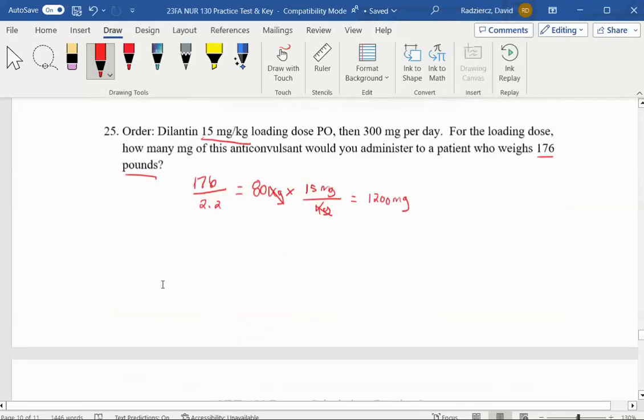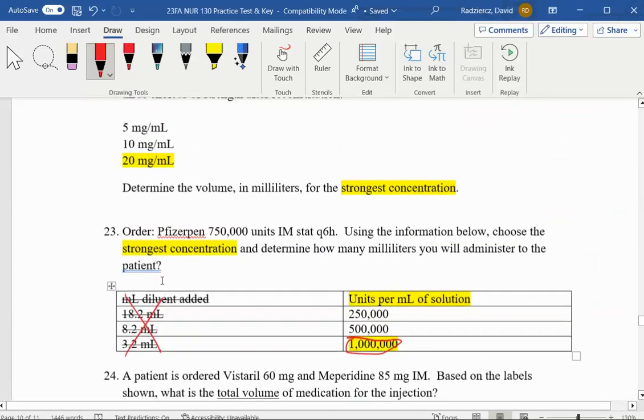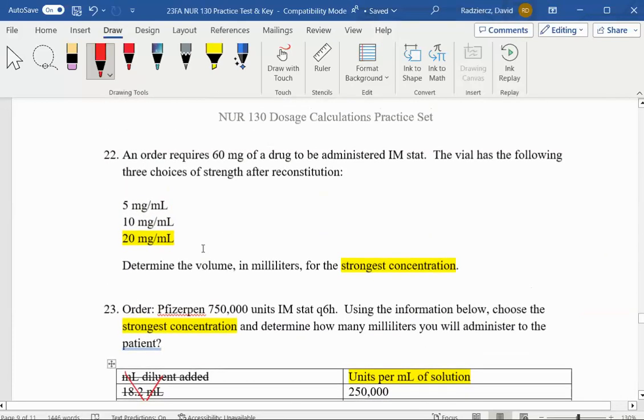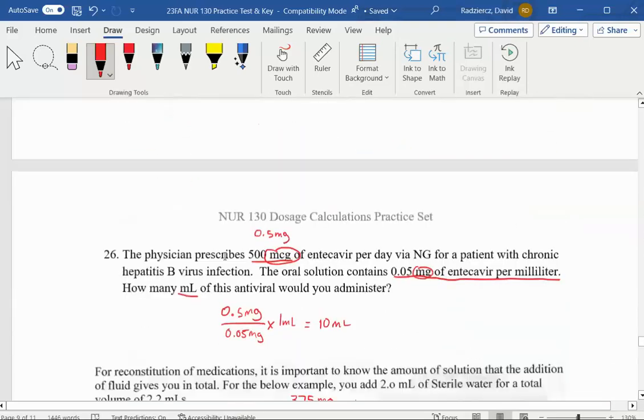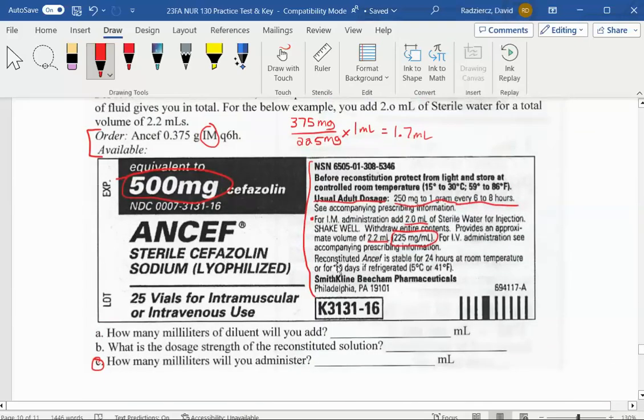Your reconstitution questions are these up here. So they're basically the same thing. It's just a different version of it. The thing that makes this different is you have to search the instructions in order to find the information that you're looking for, which is the strength of the medication.